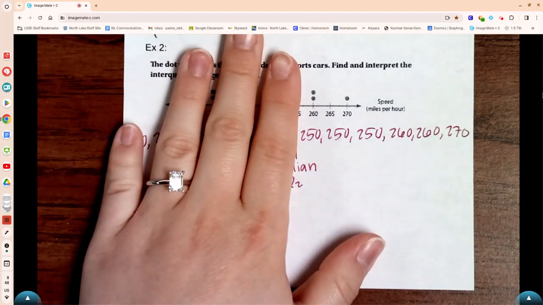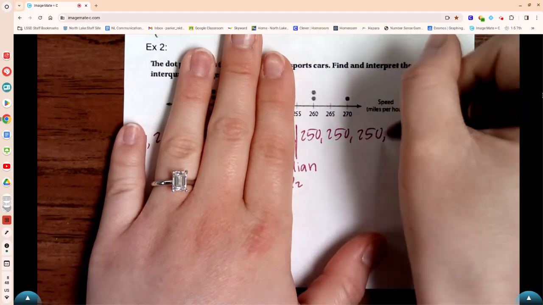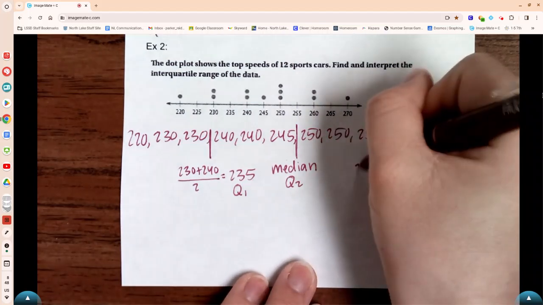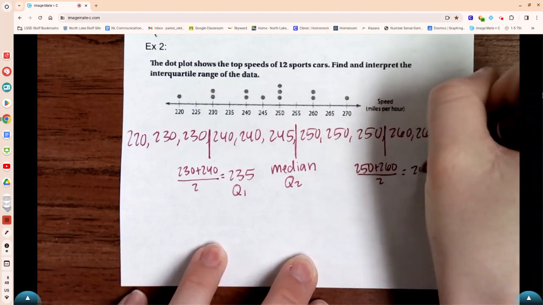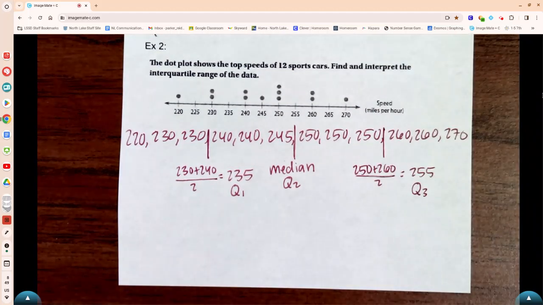So now I'm going to look at only the upper half, and I'm going to find the middle or the median of the upper half. What would that be? Or where would that fall? Would it be a specific number or between 2 numbers? Tanisha? Correct. And just like last time, you might already know that's 255, but if you don't, you can add them and divide by 2. This is called quartile 3. It's the median or the middle of the upper half.